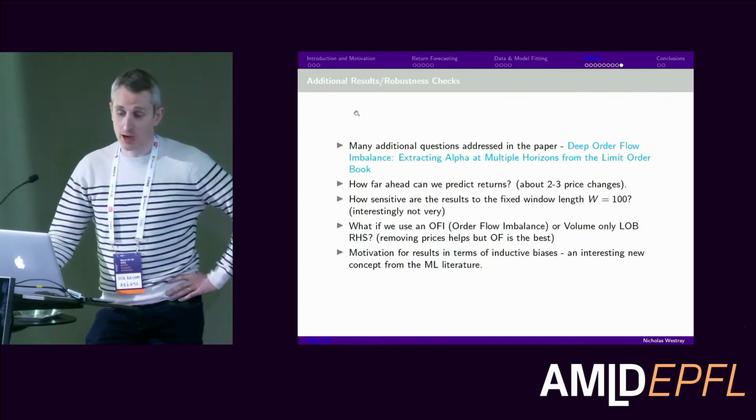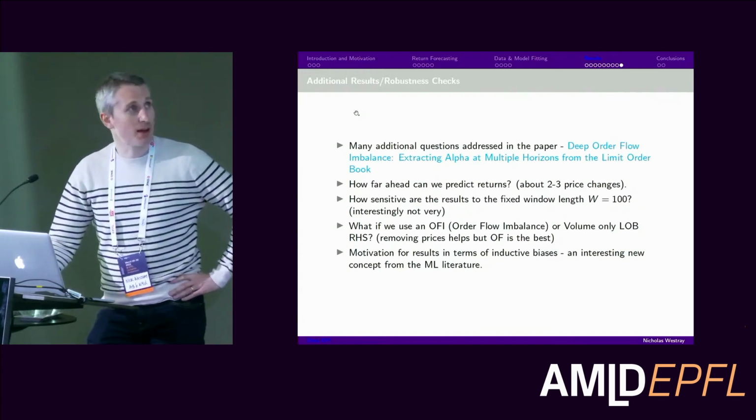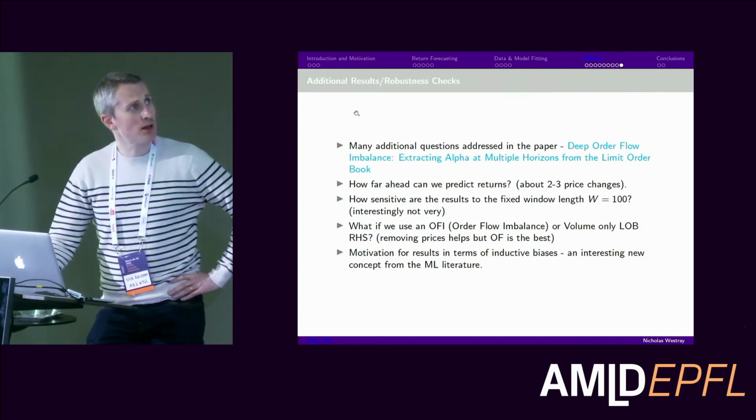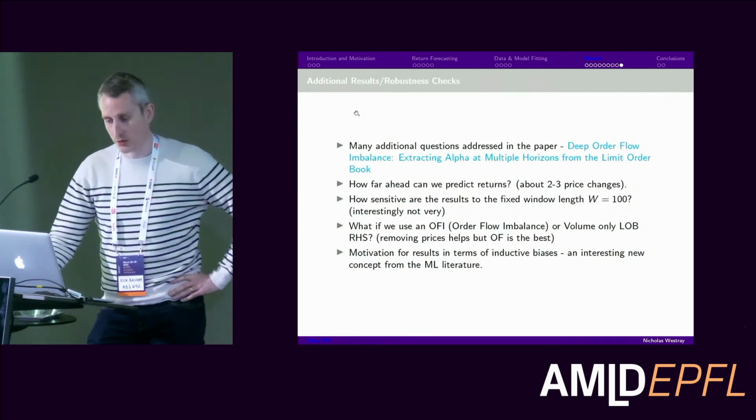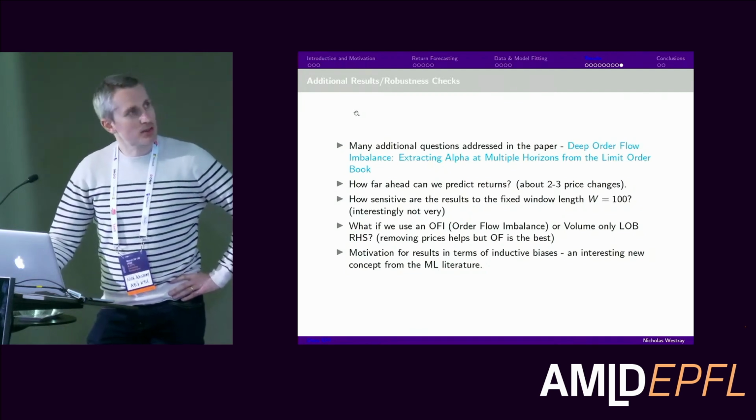So things like how far ahead can we predict returns? It's about 2 to 3 average price changes. How sensitive are the results to the fixed window length? Interestingly, not very. What happens if we use order flow imbalance rather than raw order flows or volumes? It helps a bit, but order flow is definitely the best. And we provide some motivation for these results in terms of inductive biases, which is a concept from the machine learning literature.